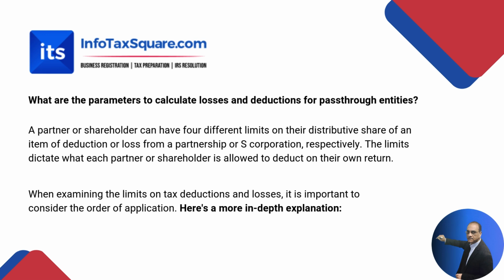A partner or shareholder can have 4 different limits on their distributed share of an item of deduction or loss from a partnership or S corporation respectively. The limits dictate what each partner or shareholder is allowed to deduct on their own return. When examining the limits on tax deductions and losses, it is important to consider the order of application.